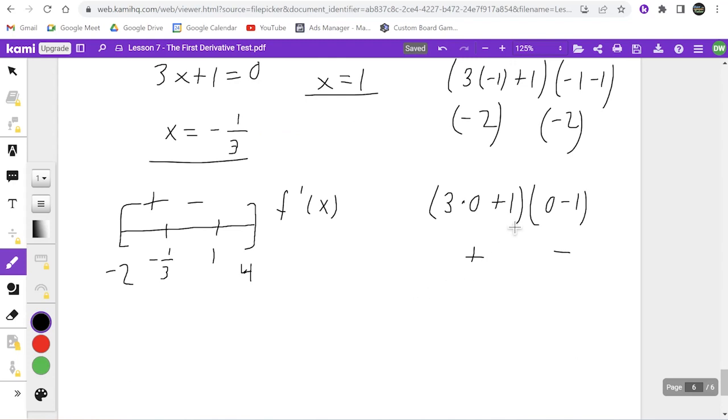Obviously, doing it my way took, what, half a second longer? So it doesn't matter. So next we need a number between 1 and 4. I'll choose 2. So then 3 times 2 plus 1 times 2 minus 1.